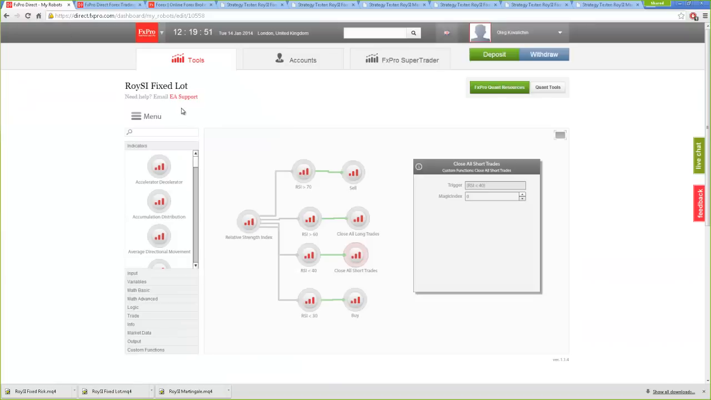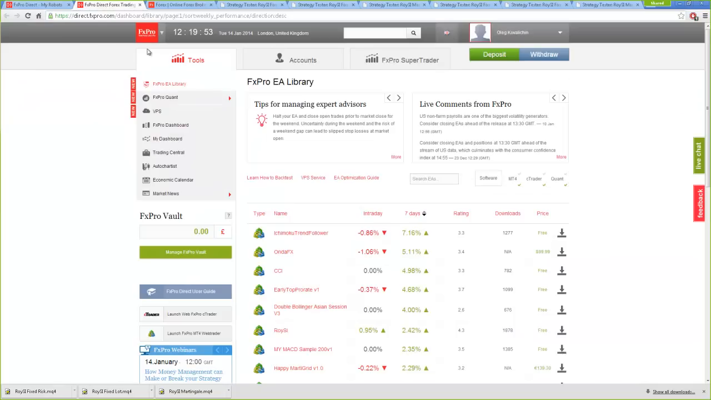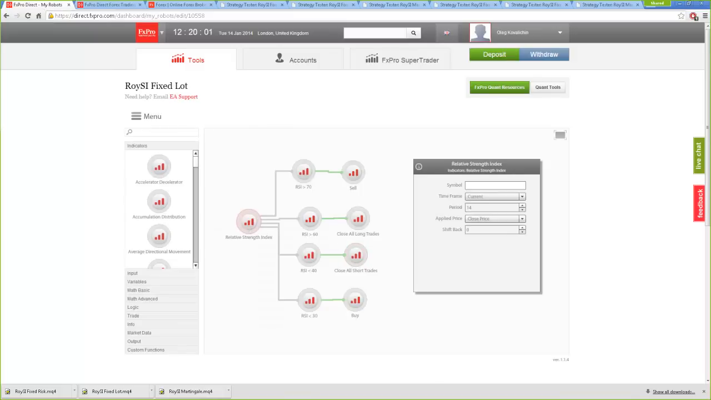So this is the Royal RSI strategy. This is something you might find in our EA library. It's a simple strategy based on a single indicator, RSI. If RSI goes above 70, it sells. If it goes below 30, it buys, and it closes its trades in between. So it's a very simple strategy, but in this case we're more interested in money management and its effect on it.